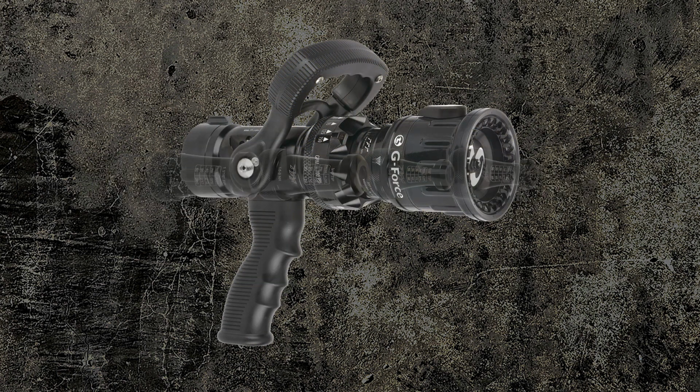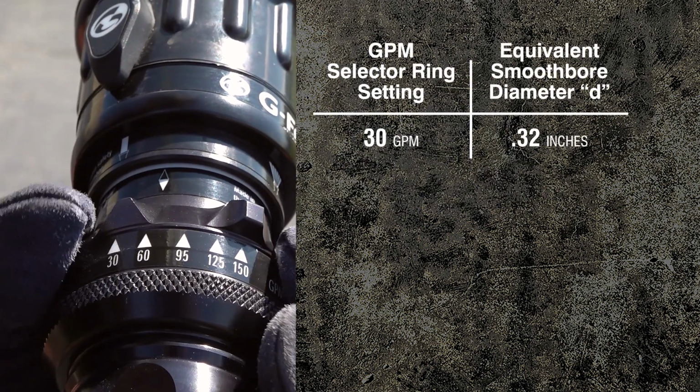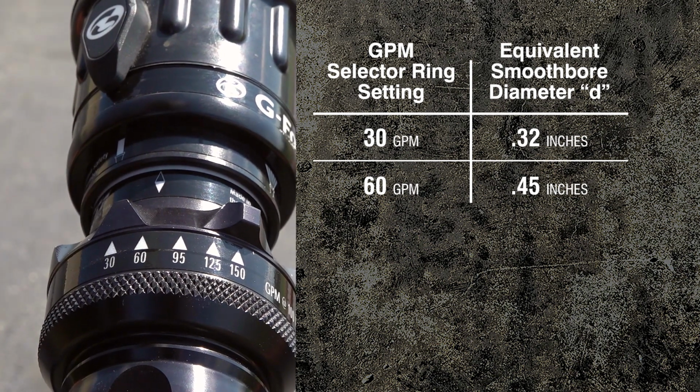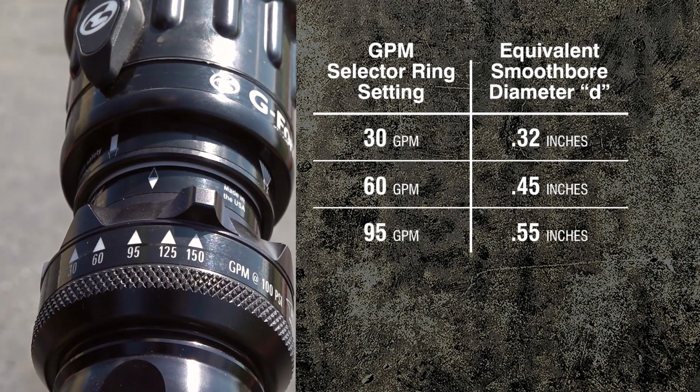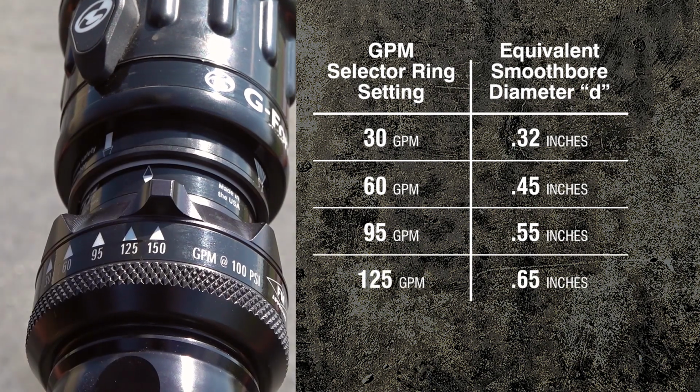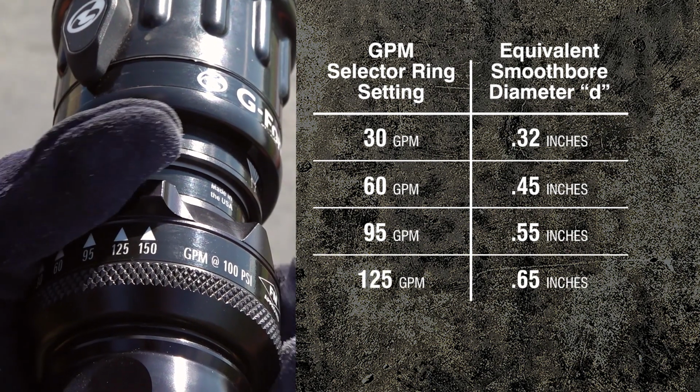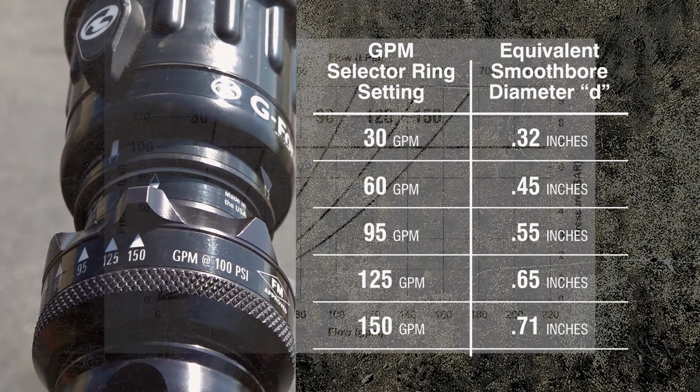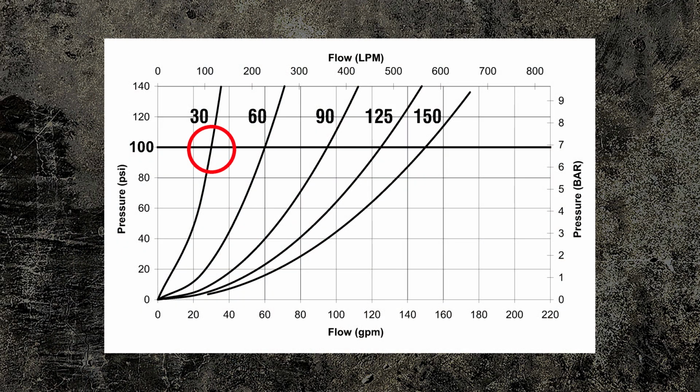The selectable GPM nozzle was an advancement in technology over the standard smoothbore and can be a solution for many fireground operations. However, it's important to realize that, as proven with our field test experiments and standard hydraulics equations, the individual settings on a selectable GPM nozzle have the same flow and pressure results as individual smoothbore tips.